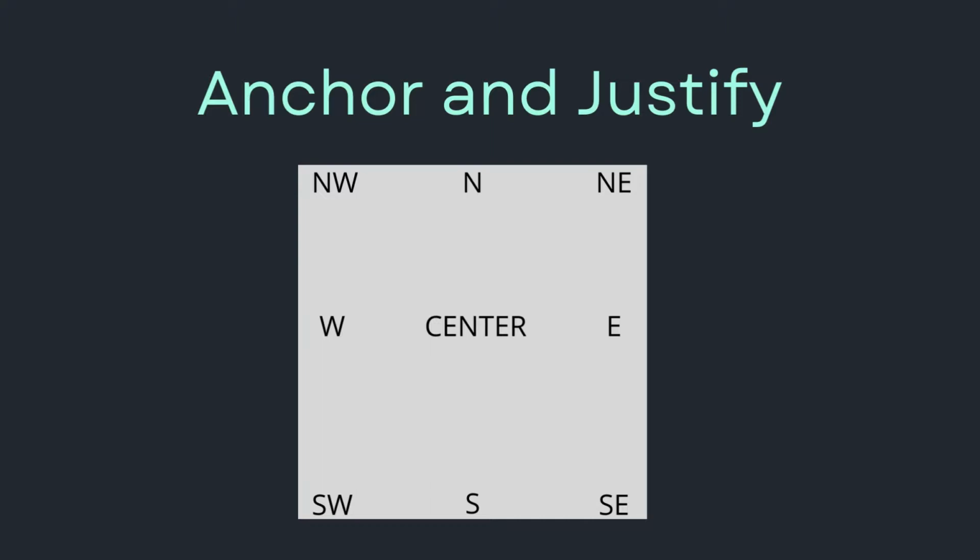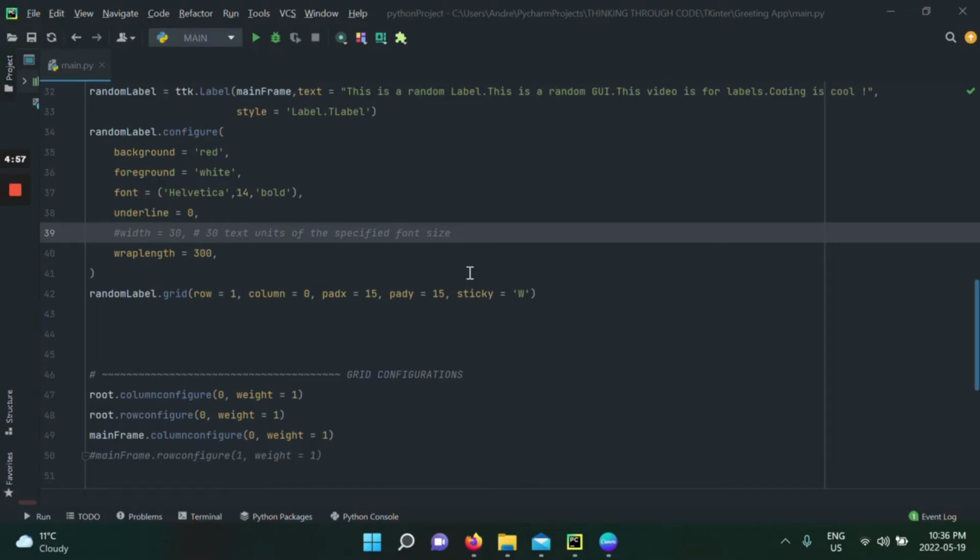Justify is just the same way you use it in Word or Google Docs. You can align your text to be aligned towards the right, left, or center. But obviously, since coding is all about doing and not just about explaining, we're going to get right into our code. I'm going to show you guys how anchor actually works.